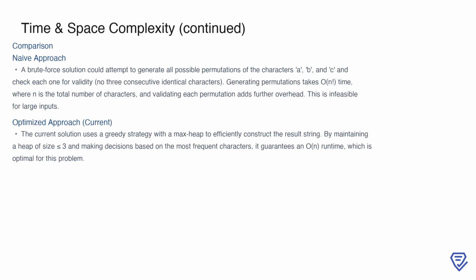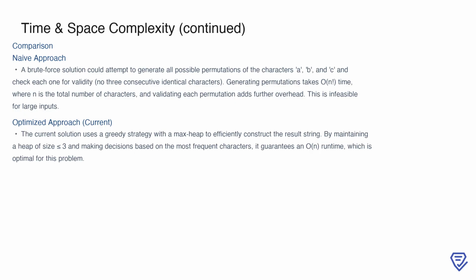To put this into perspective, let's compare this approach with a naive solution. A brute force method might attempt to generate all possible permutations of the characters of a, b, and c, and then check each permutation to see if it satisfies the condition of no 3 consecutive identical characters. However, generating all permutations would take factorial time, specifically O(n!), where n is the total number of characters. Additionally, checking each permutation for validity would add further computational overhead, making this approach infeasible for large inputs. In contrast, the optimized solution used here employs a greedy strategy with a max heap to construct the result string efficiently.